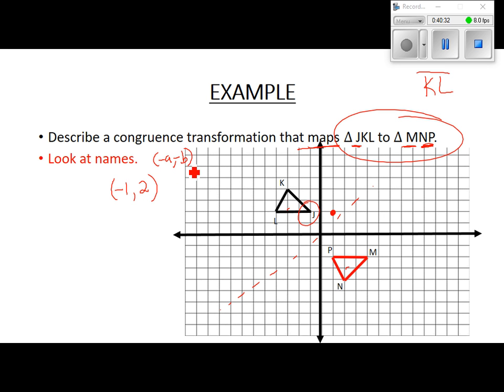So watch. This should be, when we do this, the coordinates of M, right? So the opposite of that would be 1. Opposite of that would be negative 2. 1, negative 2. Did that give us M? No, it gave us P. Is that going to match up correctly then? So we have to do 2, don't we? So the rotation didn't work.